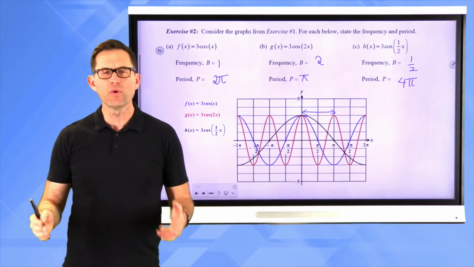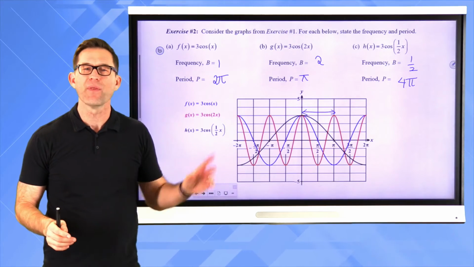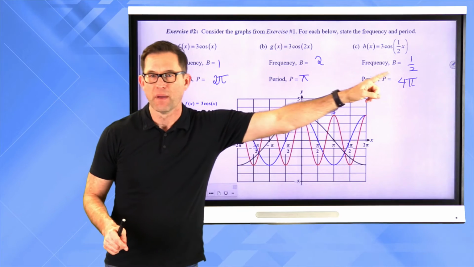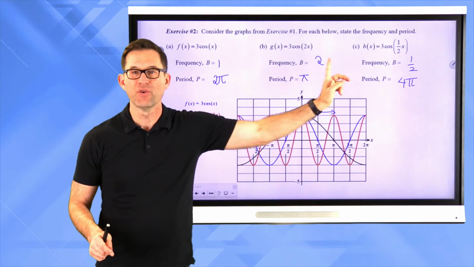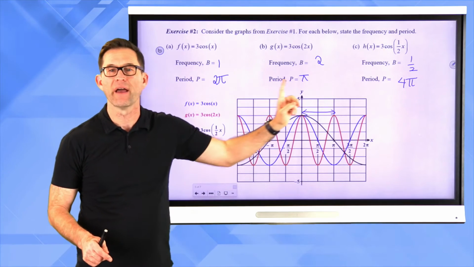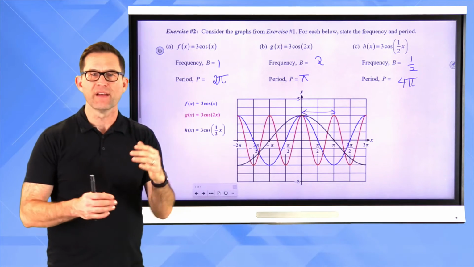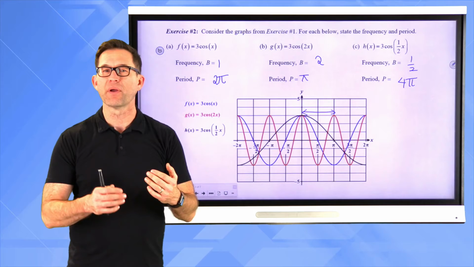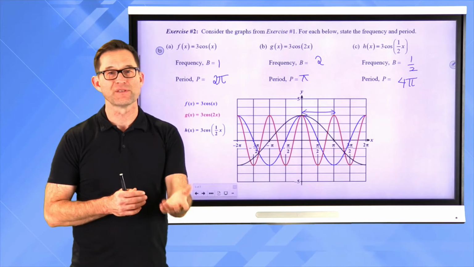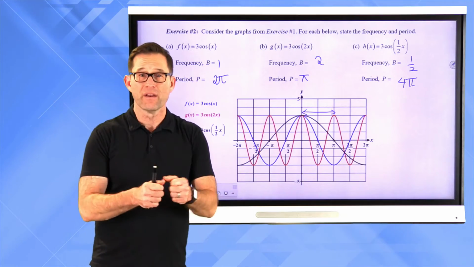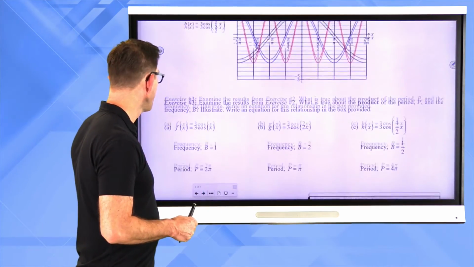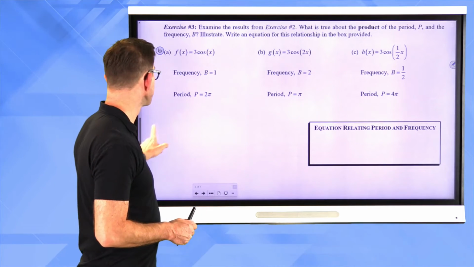And you see this beautiful inverse relationship, right? As the frequency goes up, maybe from 1/2 to 1 to 2, the period goes down, 4 pi to 2 pi to pi. As the frequency goes up, the period goes down, and as the frequency goes down, the period, or wavelength, goes up. All right, so let's take a look at exercise number 3.